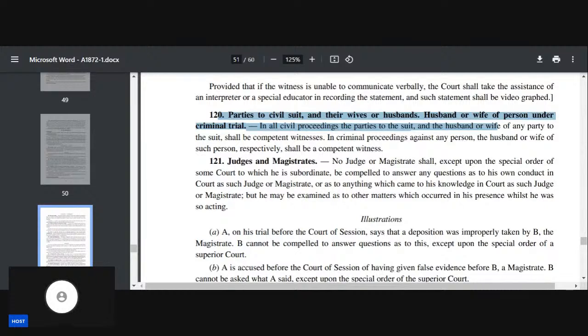Police also as a witness, then there can be chance witnesses, stock witnesses, and material witnesses also. 118 is talking about all persons being competent to testify if they can understand the question and answer it rationally. 119 talks about dumb witnesses. 120 is talking about parties to a civil suit and their wives or husbands. 121 is regarding judges and magistrates, right?